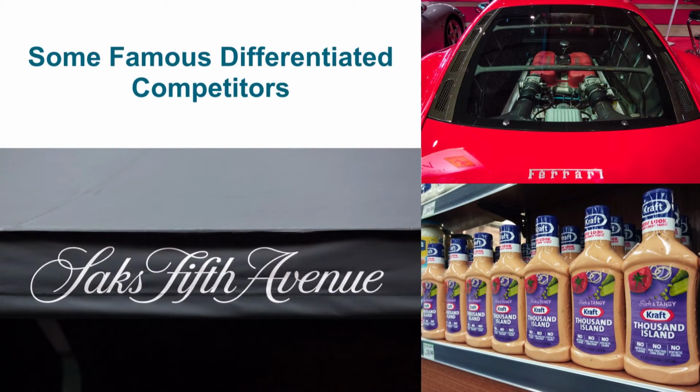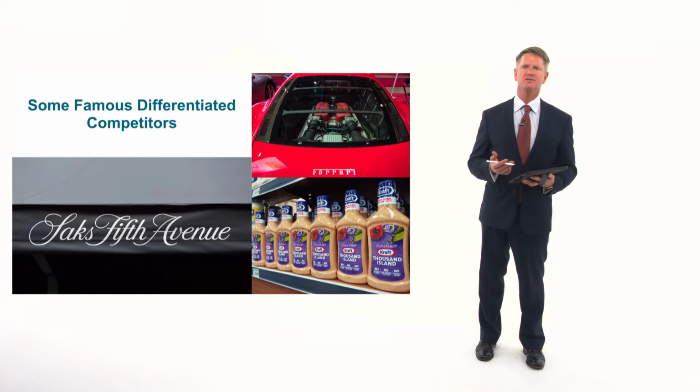Here are some famous differentiated competitors I'm sure you've heard of. Saks Fifth Avenue, famous for fashionable clothing. Ferrari, a highly famous sports car. Thousand Islands Dressing, a famous food product. Each one of these products competes based on offering something unique and valuable to customers. The Ferrari car is cool and fast. Saks Fifth Avenue is where you buy clothes that make you look fashionable. Thousand Islands Dressing tastes great.